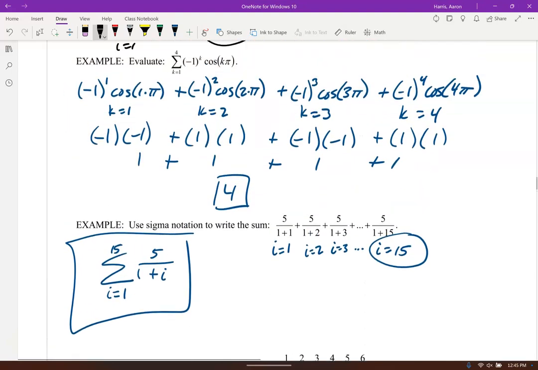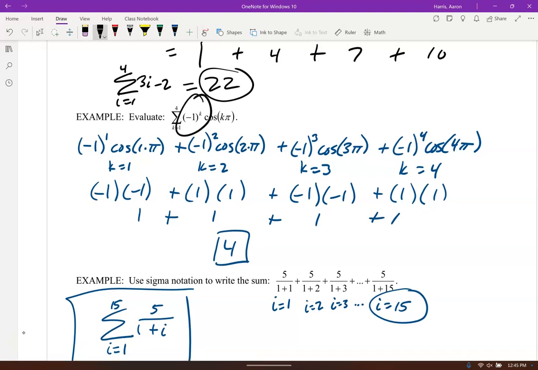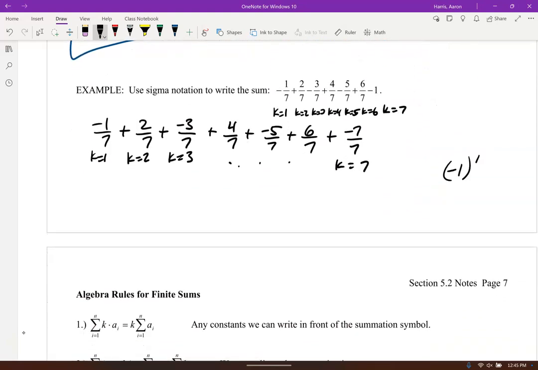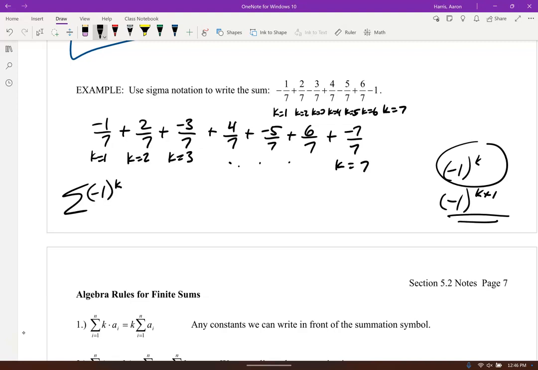Well, if you remember the cosine k pi one up here, that will address the alternating portion. So if you have signs that alternate, you're either going to be -1 to the k or -1 to the k plus 1, depending on if you're starting positive or negative. Well, this one starts negative, -1 7th. So I'm going to use that -1 to the k. That'll address the negative part.